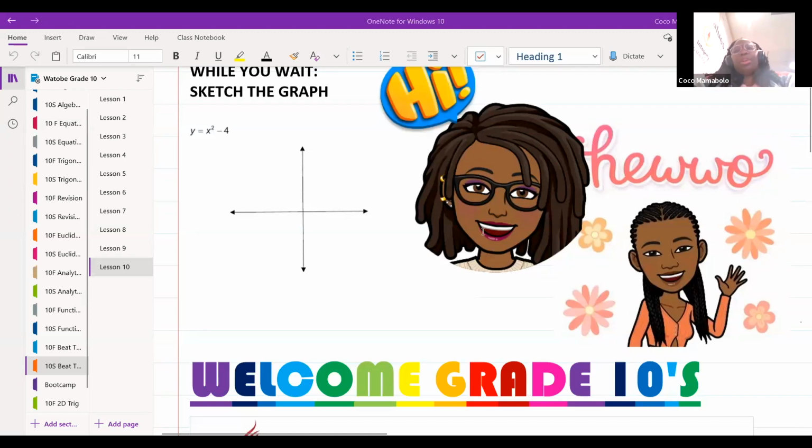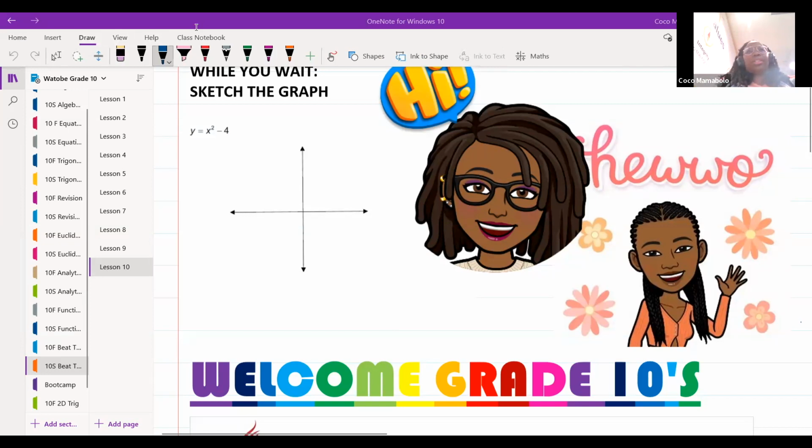Okay, so we know that we're looking at a parabola, and we know because there's no negative over there. This means that this is going to be a smiley face parabola. So we know that we're going to draw it facing upwards.